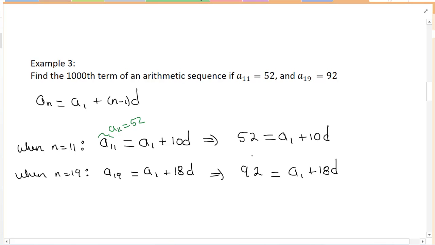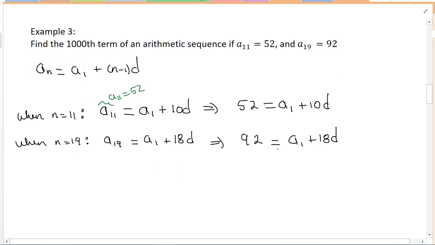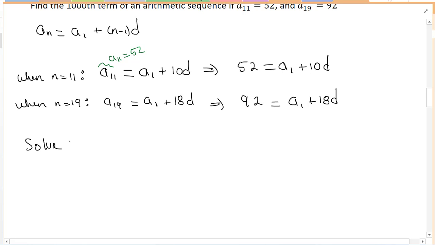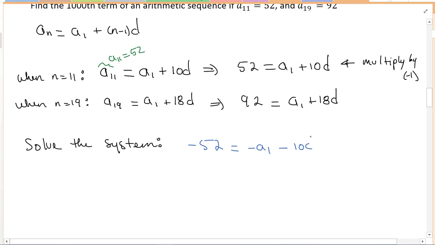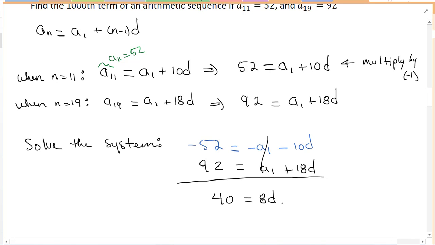And notice now we have a system of equations with two variables and two equations. So solve the system. Because the 92 is larger and the 18 is larger, I'm going to multiply this first equation by negative 1 on both sides. What I get when I multiply by negative 1 is negative 52 equals negative A1 minus 10D. My second equation stays the same, 92 equals A1 plus 18D. I'm using the elimination method, so those will cancel. We eliminated A1. So 40 equals 8D. Divide both sides by 8, so D is equal to 5.